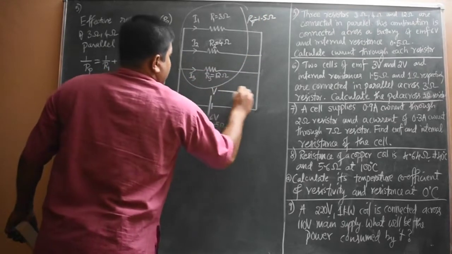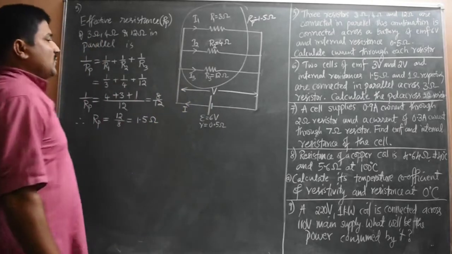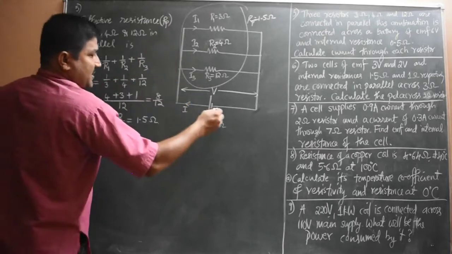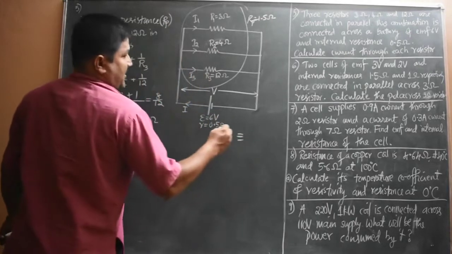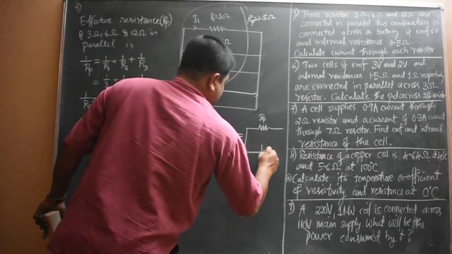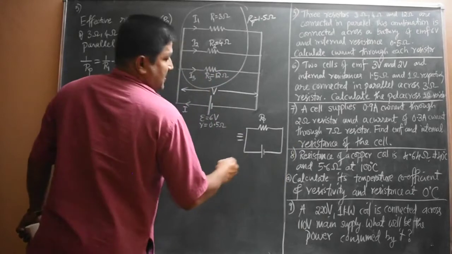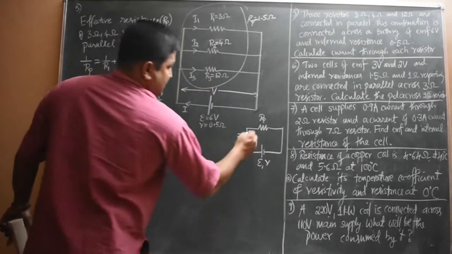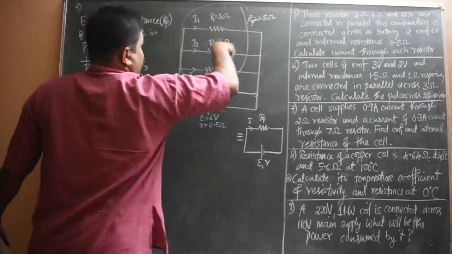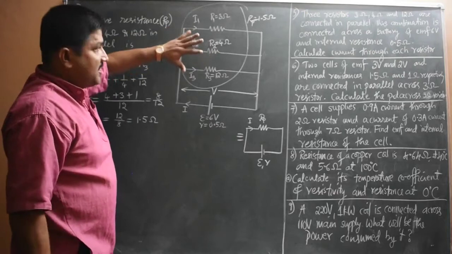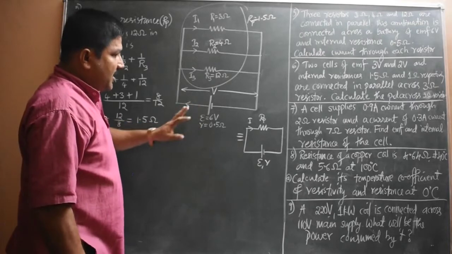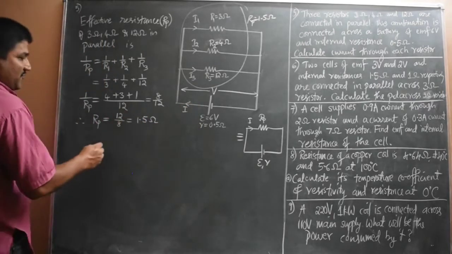Then we get the terminal PD across the cell. To get terminal PD we have to find out the current drawn from the cell. To find current drawn, let me simplify this circuit. Now I have a single resistor Rp and a cell, that's it. EMF and internal resistance, the current is I through the effective resistance. The total current that flows through all the three resistors together is equal to the main current drawn from the cell. So the main current drawn from the cell is to be found first.